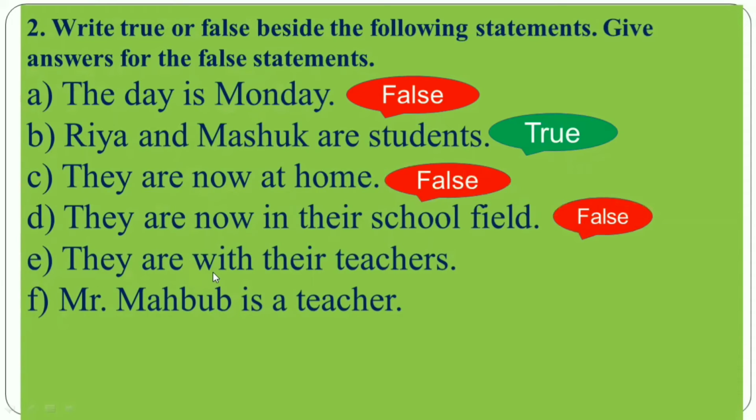Next one, E. They are with their teacher. In the passage, we have seen that they are with their teacher, Mr. Mahbub and Mrs. Fariha. We have seen in the passage, isn't it? Yes, my dear student. So the statement will be true. Yes, my dear student. Next. Mr. Mahbub is a teacher. So can you tell me the statement is true or false? Yes, my dear student. In the passage, we have read that Mr. Mahbub and Mrs. Fariha are their teachers. So can you tell me what will be the statement? Yes, my dear student. The statement is true. Yes. Thank you, my dear student.